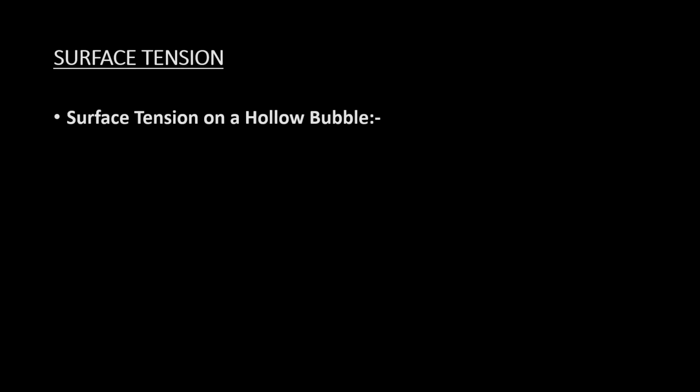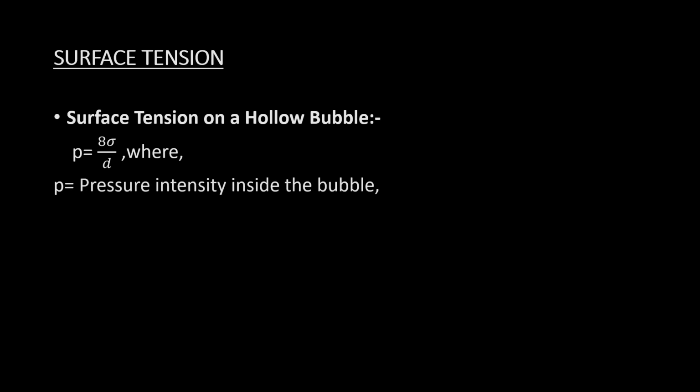Surface tension on a hollow bubble. Small p is equal to 8 sigma divided by small d, where small p is equal to pressure intensity inside the bubble, sigma is equal to surface tension, and small d is equal to diameter of the bubble.